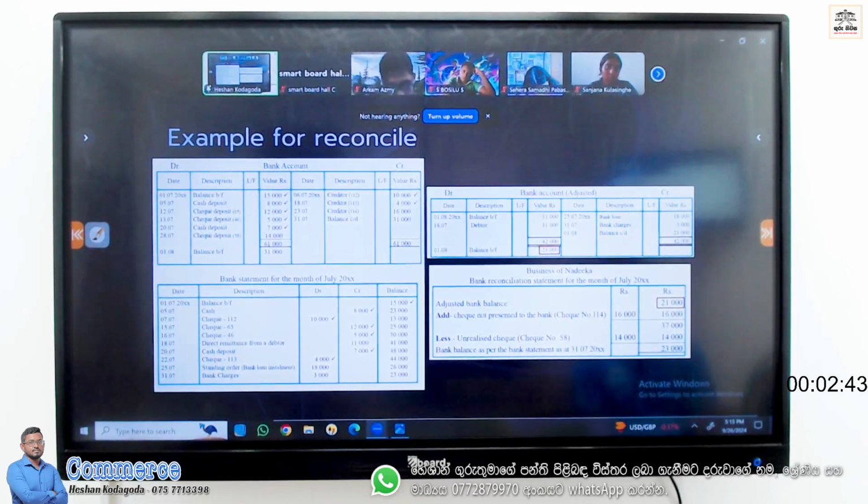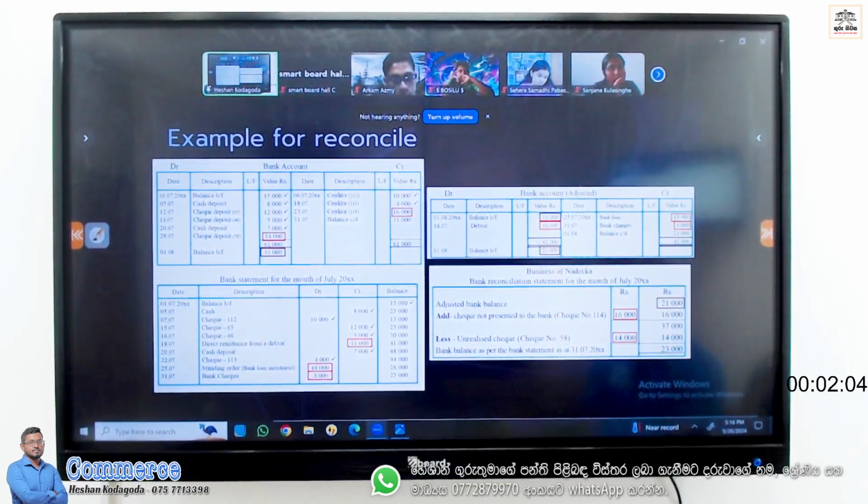Then we transfer the adjusted bank balance to the bank reconciliation statement of the business. Later on, we add the checks not presented to the bank, as shown here. Then we record the less transaction, which means the unrealized check. Then we balance those and get the final bank balance as per the bank statement. Here I show all the records I take.